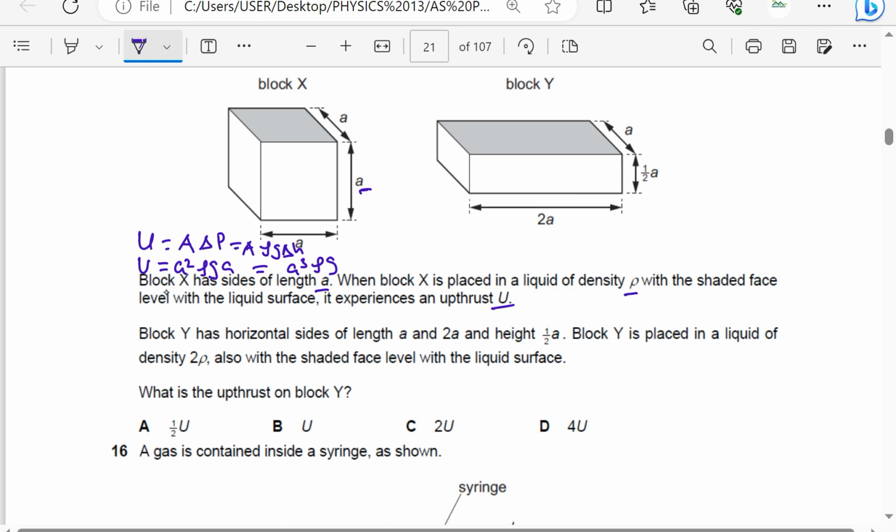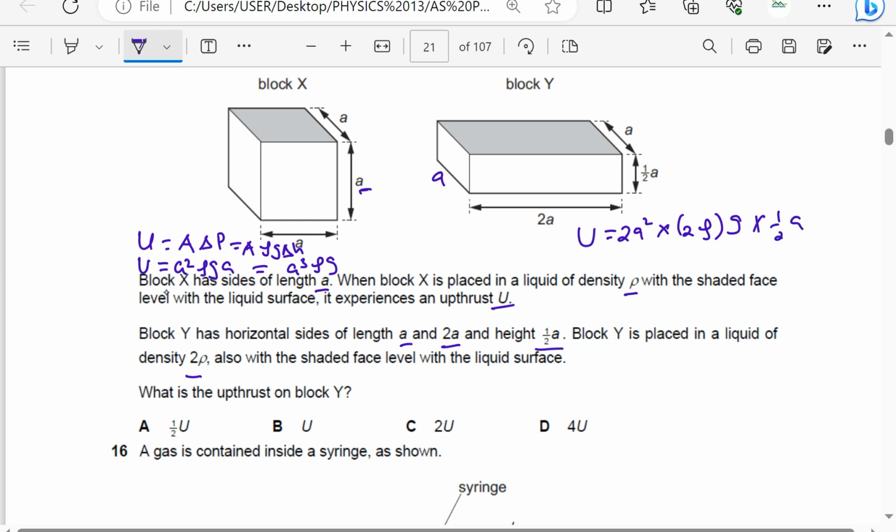Block Y has horizontal sides of length A and 2A and height half A. Block Y is placed in a liquid of density twice rho, also with the shaded face level with the liquid surface. What is the upthrust of block Y? So block Y has upthrust U, which is cross-sectional area, this side is A, so it is 2A times A, that is 2A squared, that is the cross-sectional area, times the density, which is twice rho, times g, times the height, which is a half A.